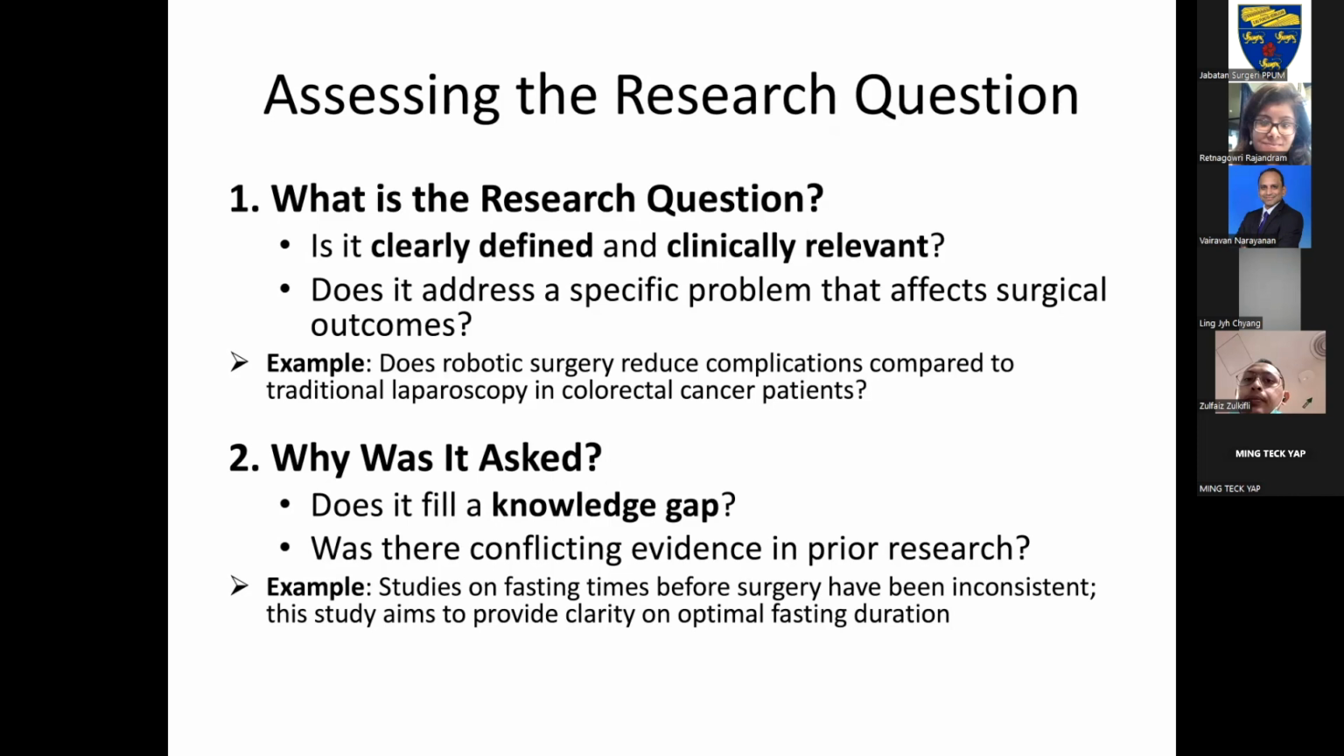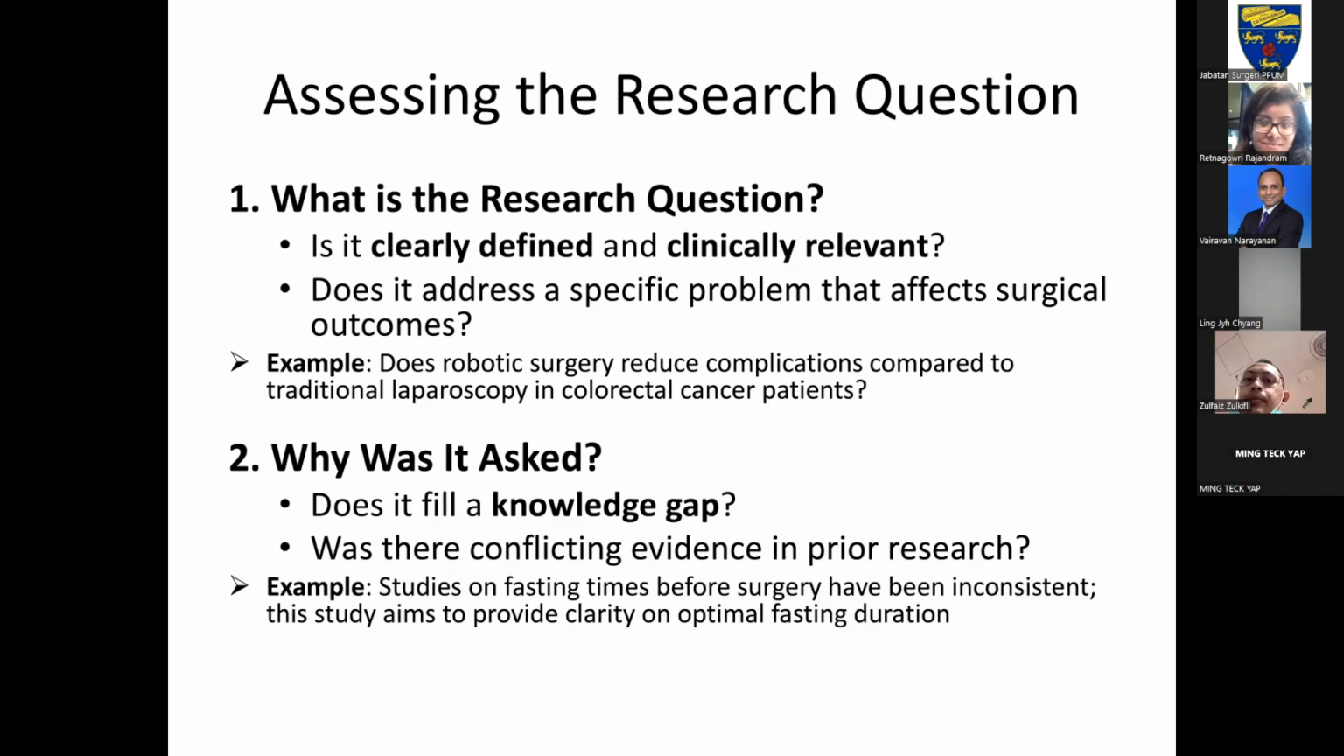So if you are actually assessing this article, you have to tell us the research question in this paper was clearly defined, and this is the research question. It is of relevance to our practice currently, and it specifically addresses this specific area of surgical research. An example is, does robotic surgery reduce complications compared to traditional laparoscopy in colorectal cancer patients? So it is very clearly defined, the research question. You want to know whether robotic surgery is better than laparoscopy. And it's a specific problem. It's not general, does robotic surgery reduce complications in all surgeries? We want it very specific in colorectal cancer patients, right?